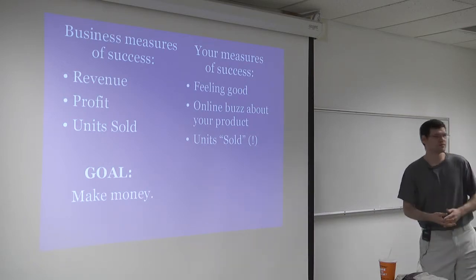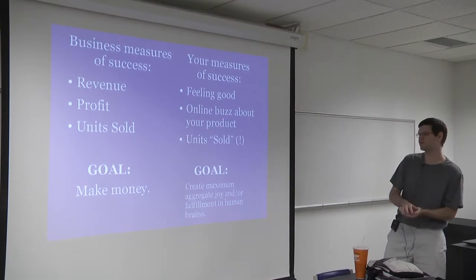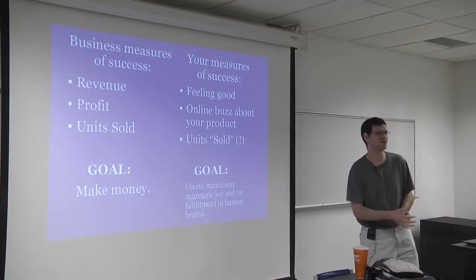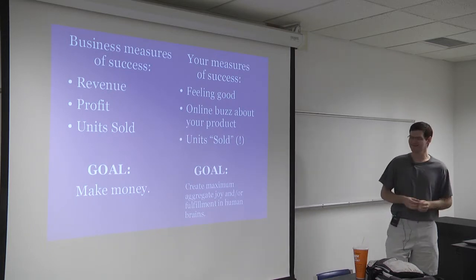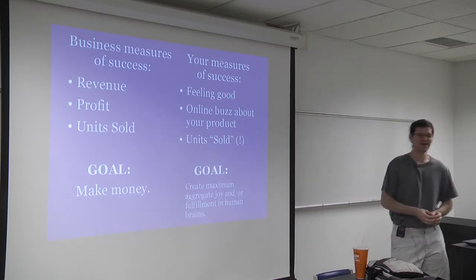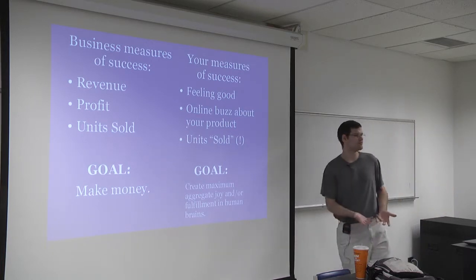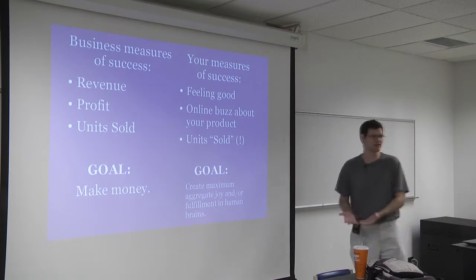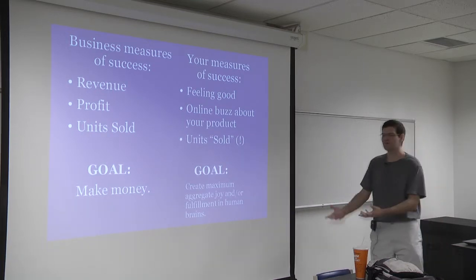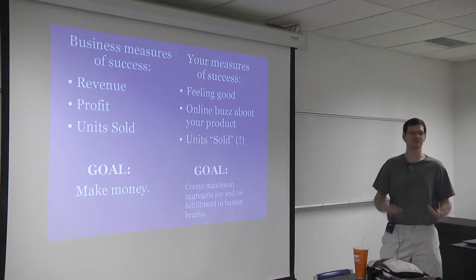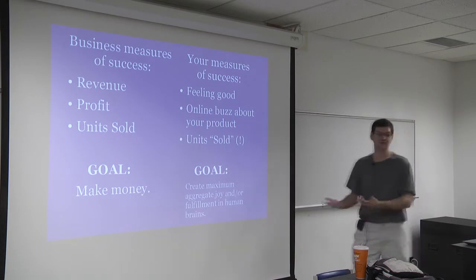And so it didn't take me very long to come up with this idea of a goal. Create maximum aggregate joy and/or fulfillment in human brains. I think that's a pretty good one. It's worded weirdly. It sounds a little psychotic when you say human brains, but the idea is we develop video games because we want people to play them and have fun. That's why we're putting it out there. We want people to enjoy it. So the idea is the more people enjoy it and the more each person enjoys it on average, the better we've done. And I think this is a really good goal.